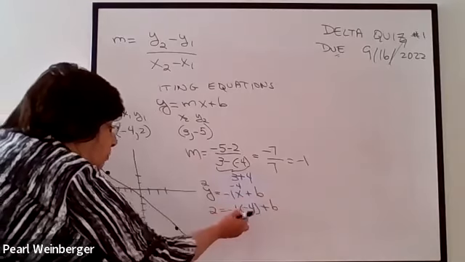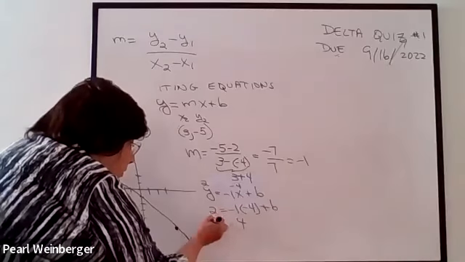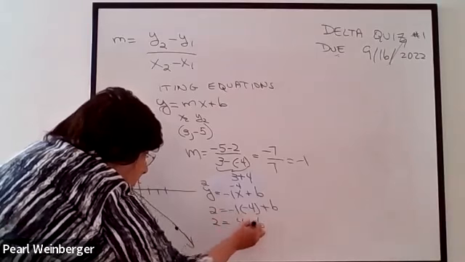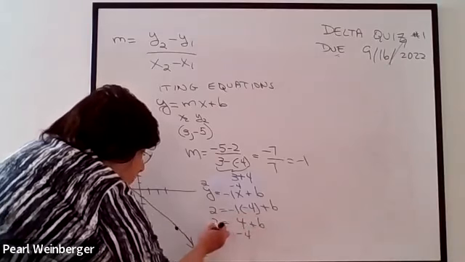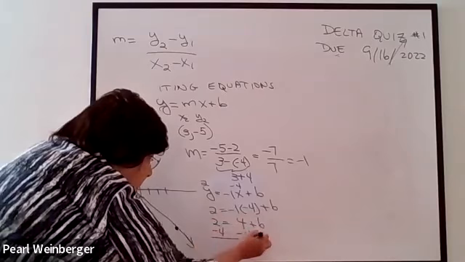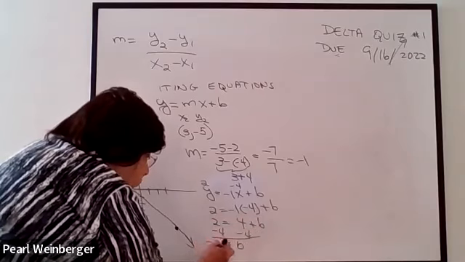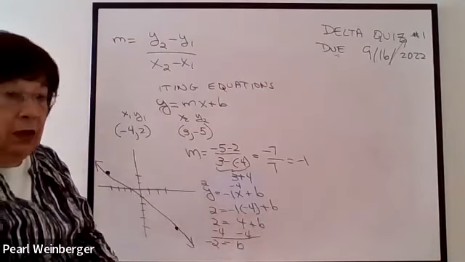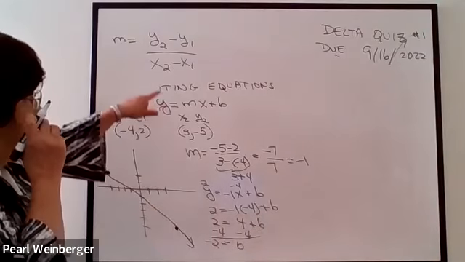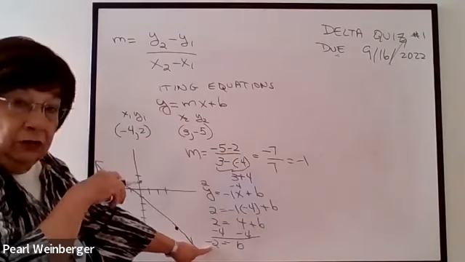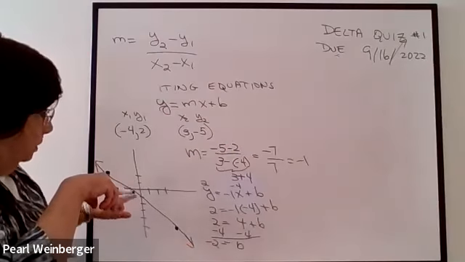-1 times -4 is +4. So I get 2 equals 4 plus b. And therefore, when I subtract the 4 from both sides, it gives me that my b is -2. So now I have both the slope, -1, and the b, the y-intercept, which is -2.